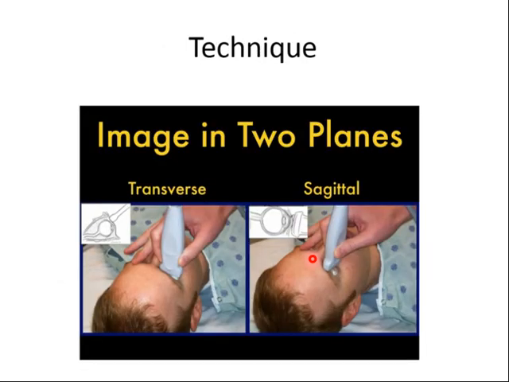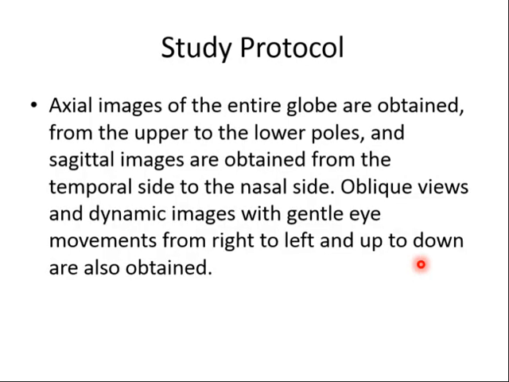The technique: we will image in two planes, either transverse or sagittal. In the transverse, we should ask the patient to move the eye upward and downward. And in the sagittal, we should ask the patient to move it medially and laterally, or to the nasal and temporal side. So the protocol will be taking axial images of the entire globe from the upper to the lower pole, and sagittal from the temporal side to the nasal side, and sometimes we take oblique views or dynamic views, which are very important to differentiate the types of detachment.